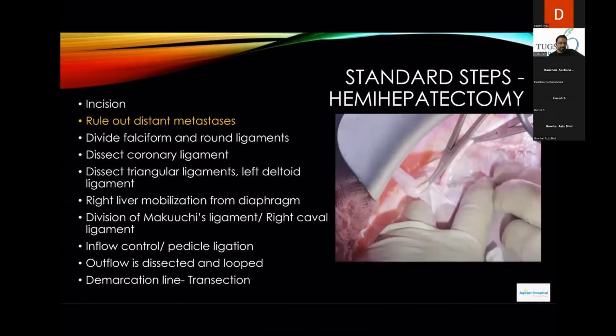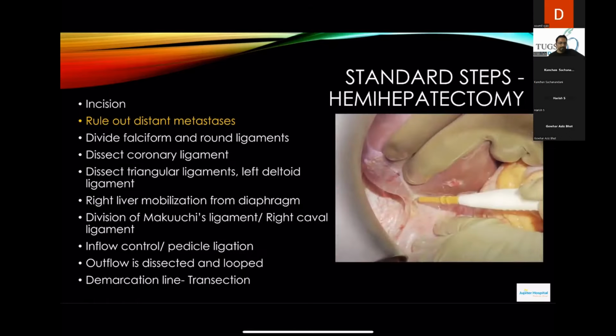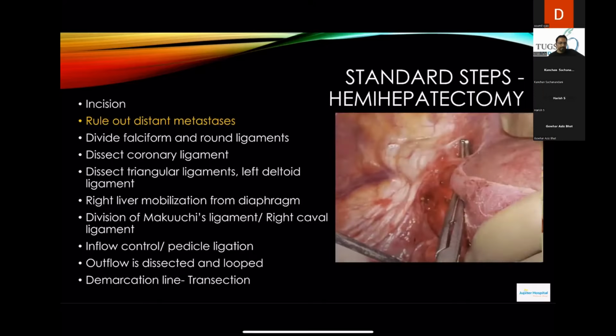The liver attachment to the diaphragm is taken out, and then the right lobe of the liver is mobilized from the diaphragm. Then, starting from caudally, it is separated from the adrenals. You will find a lot of venous tributaries. You have to ligate them one by one. And then you reach the Makuuchi ligament or the right caval ligament, which you have to divide and ligate because it contains small venous branches.